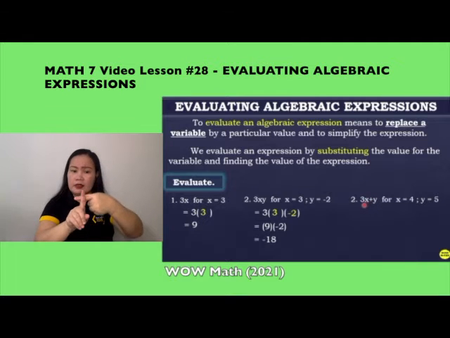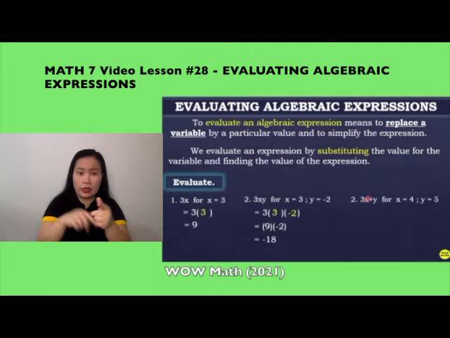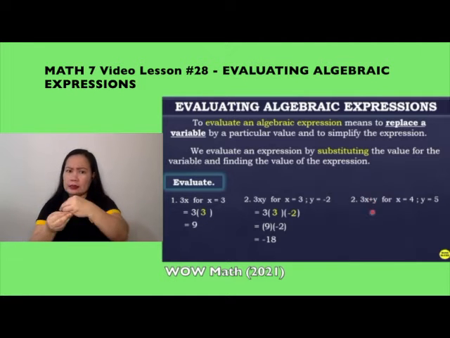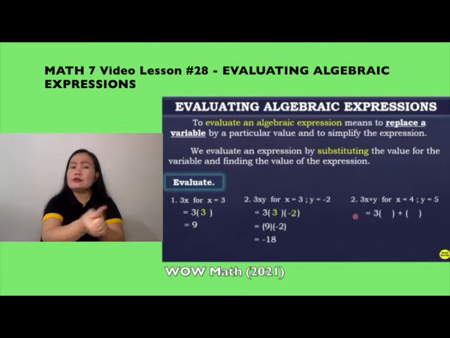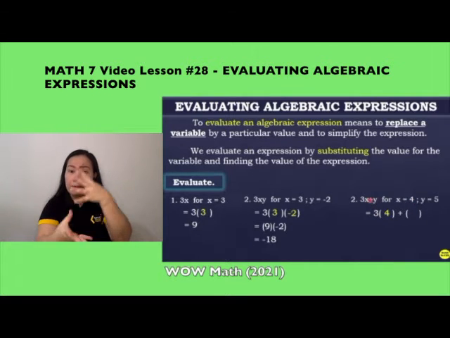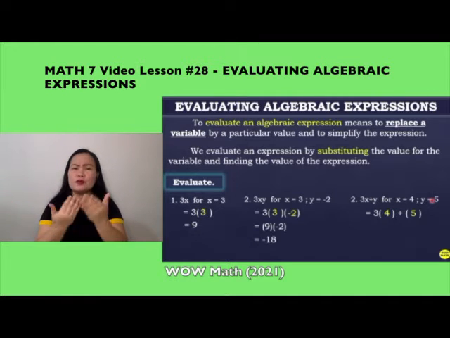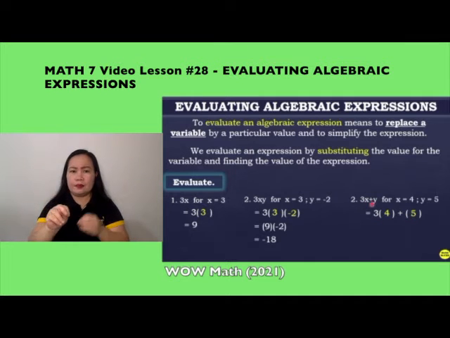Aside from multiplication, so this is multiplication, right? The 3x. You also have addition. So, how do we do that? It's the same. Just follow the given. So, 3 times, again, when beside each other it's multiplication, so 3 times x, what is your x? That is 4, plus y, what is your y? 5. Okay? So, just follow what the given is, and then substitute the value that was given.